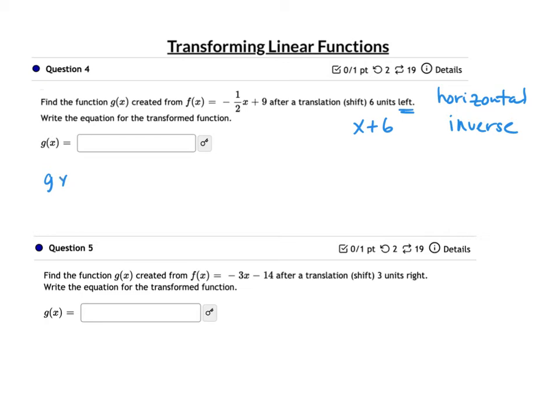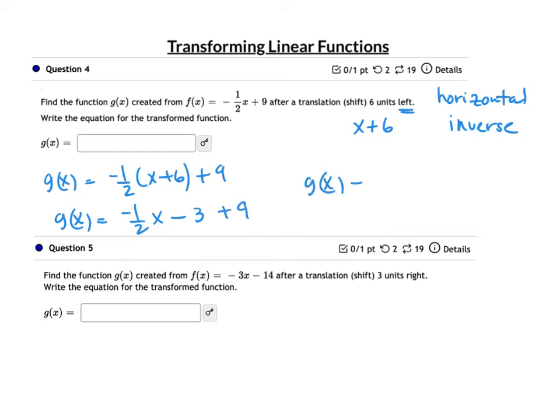So my g of x becomes negative 1/2, and I replace x with x plus 6, plus 9. And then my g of x will equal negative 1/2 x plus, and negative 1/2 times 6 is 6/2. So actually that would be minus 3 plus 9. And that simplifies to g of x equals negative 1/2 x plus 6.